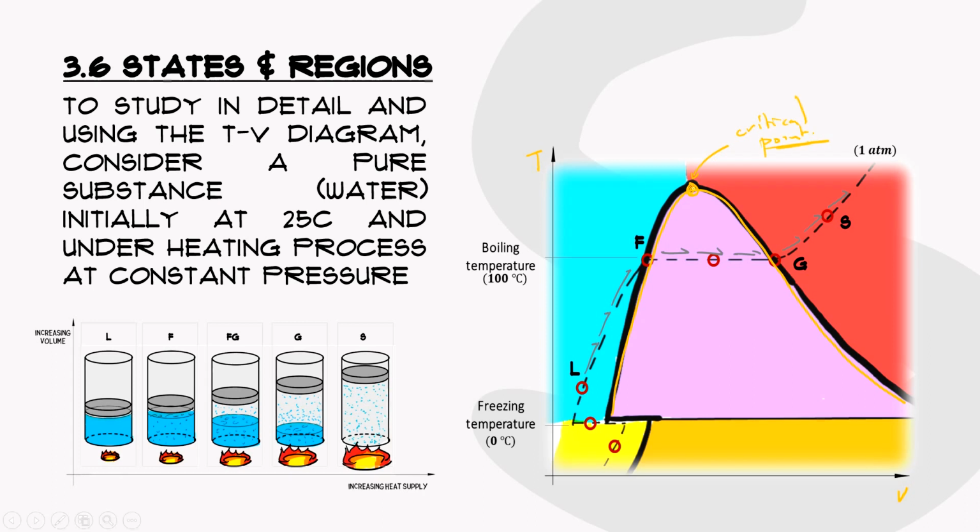Anything to the left of this point and along this saturation line is called the saturated liquid line, and anywhere to the right of this critical point but still along this curve is what we call the saturated vapor line.